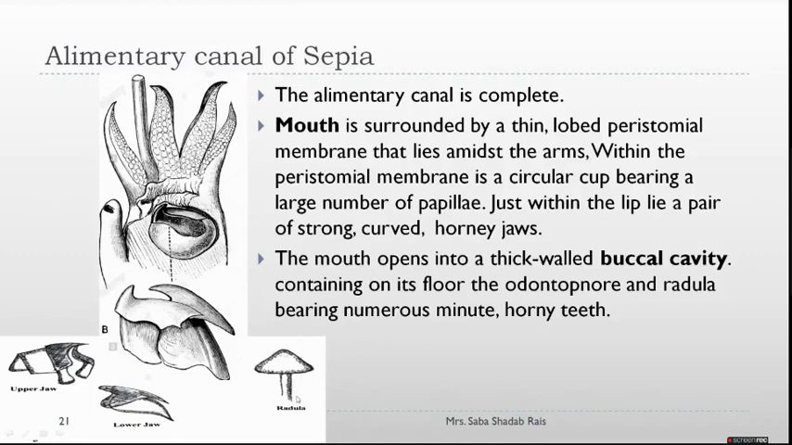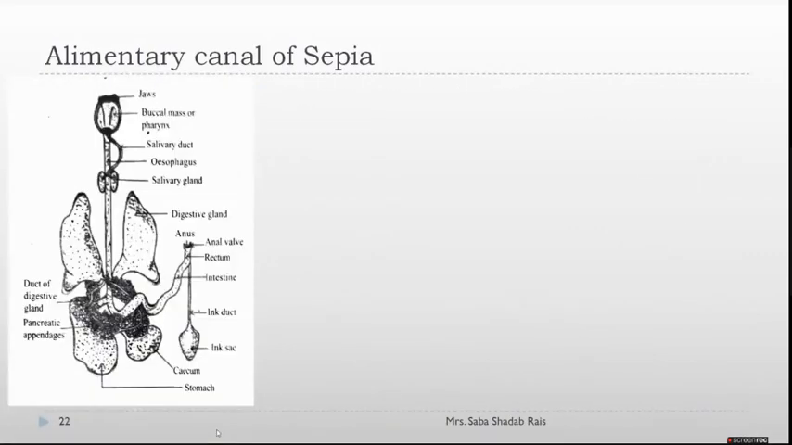Radula is this. This is also a little bit calcareous part. It has horny teeth. Interestingly, the radula is just like our tongue. It is a tongue-like structure, but it contains horny teeth on it.